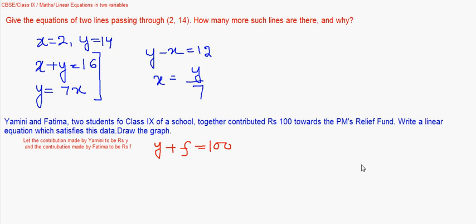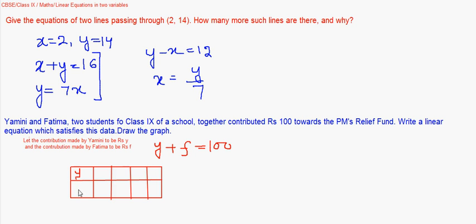Now you have to draw the graph for this. To do so, first make a table of the coordinates which you will be plotting on the graph, that is y and f, which we have taken here. Let's take Yamini's contribution y on the x-axis and Fatima's contribution f on the y-axis. You can write equal contributions, 20 and 30, or it might be 30 and 20.